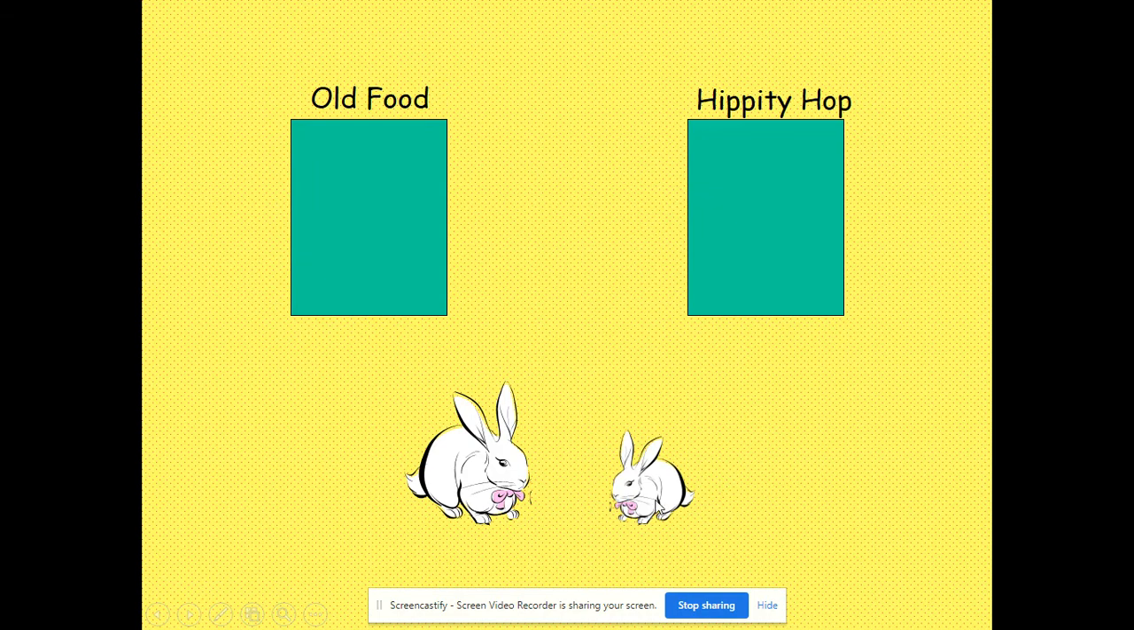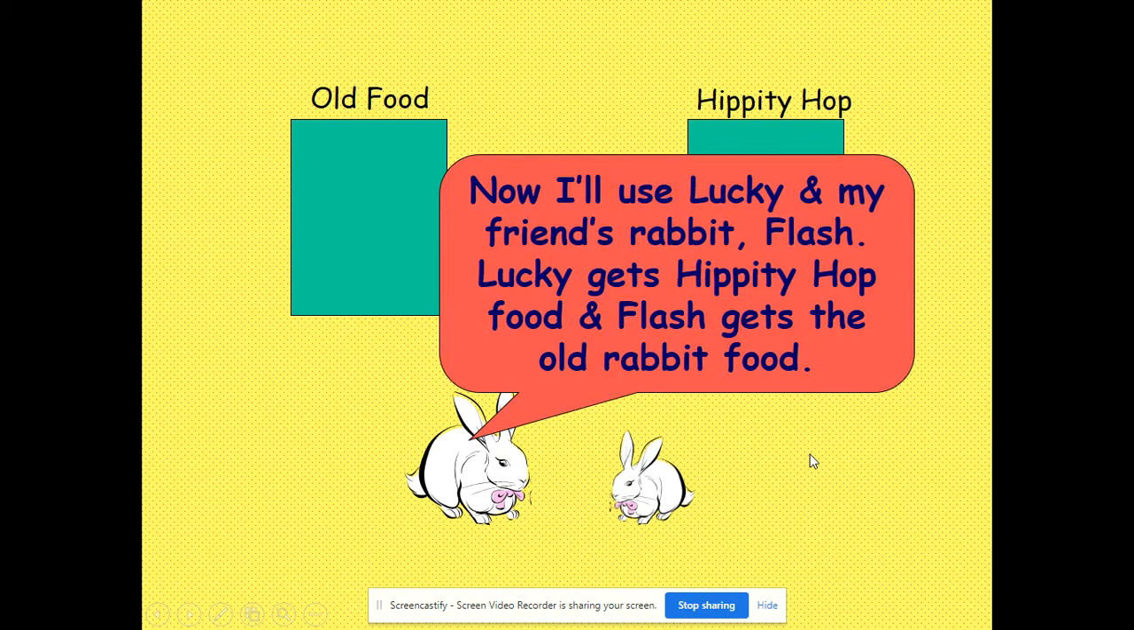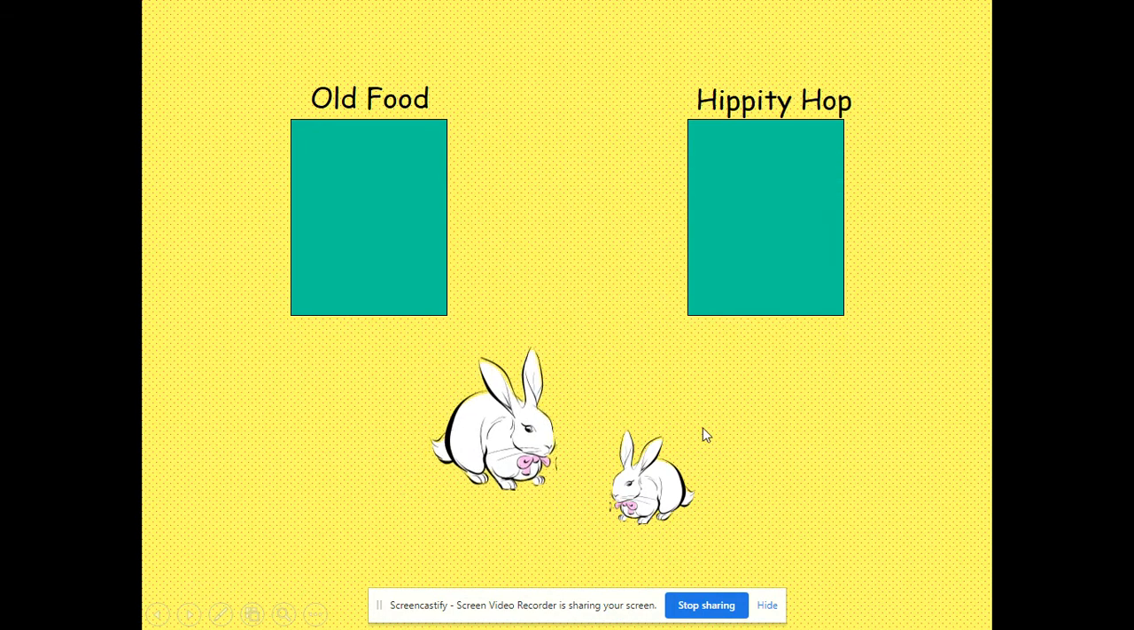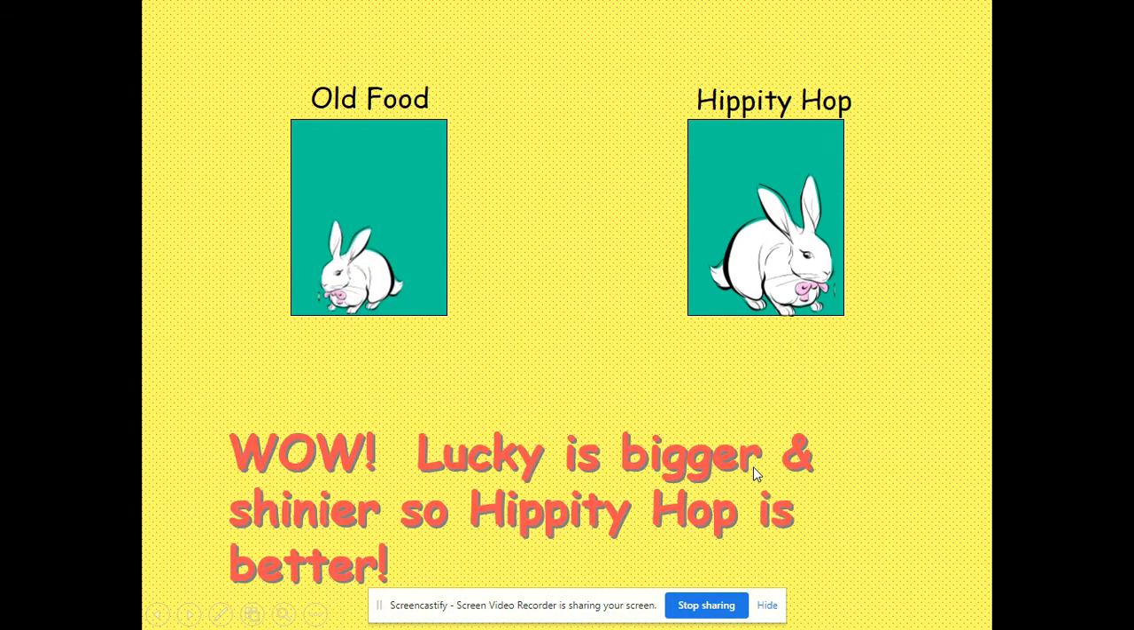So now I go and take my friend's rabbit. So I've got my rabbit and my friend's rabbit. I give my rabbit the new food, I give the other rabbit the old food, and now I compare them. Well, mine is bigger and shinier, so my rabbit food works. So I've implemented the compare, the control group.